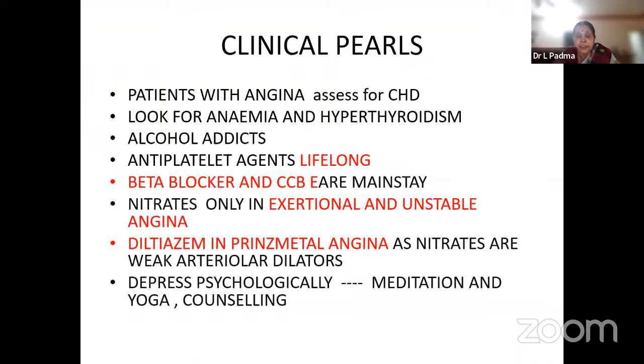So what are the clinical pearls in angina? You should assess for coronary heart disease. In addition, look for anemia and hyperthyroidism, which can cause angina. And also in alcohol addicts, antiplatelet agents should be lifelong. Beta blockers and CCBs are the mainstay. Nitrates only in exertional and unstable angina. Diltiazem in Prinzmetal angina, as nitrates are very weak arteriolar vasodilators. They get depressed psychologically. So meditation, yoga, and counseling are a must.